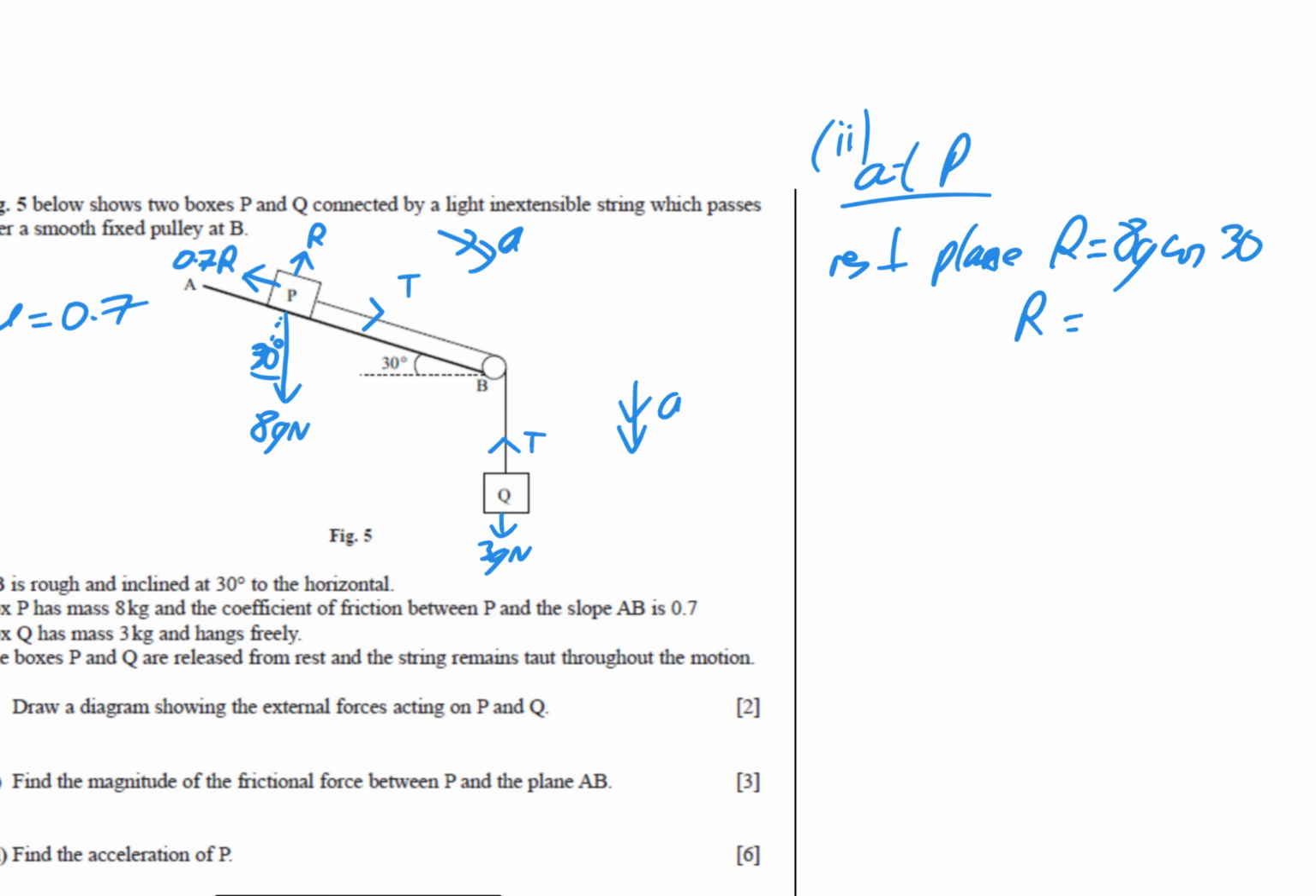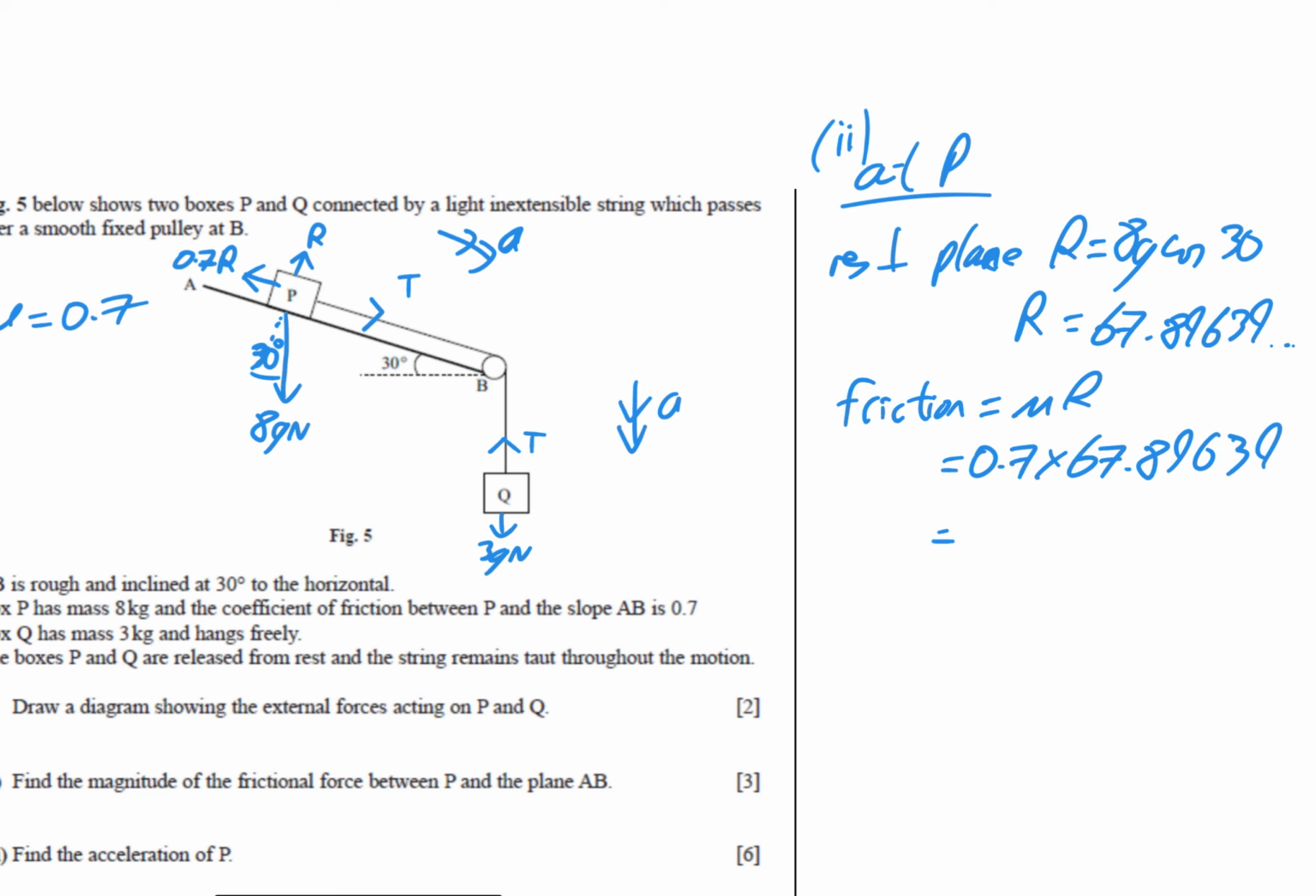So 8 times 9.8 times cos of 30. And that works out to be, I'll say my R is equal to 67.89639... Okay, so that's what it is equal to. And then my friction is equal to mu R. So in this case, that's going to be 0.7 times 67.89639. I'm just using my calculator, times 0.7. And what I got was 47.52747 newtons. I'll give that to 2 decimal places, 47.53 newtons to 2 dp. I will use this one when I need it in the next question as well.